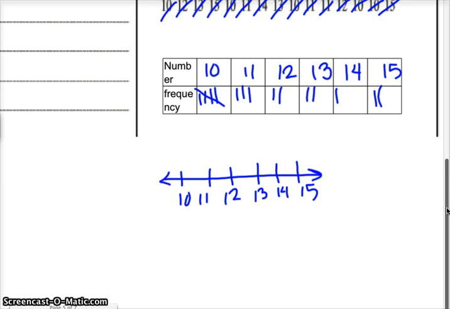Make my X's. 10 has 5 of them. 1, 2, 3, 4, 5. 3 11s. 1, 2, 3. 2 12s. 2 13s. 1 14. 2 15s. Okay, so I did it. Now I can identify my median by crossing out from big to small.